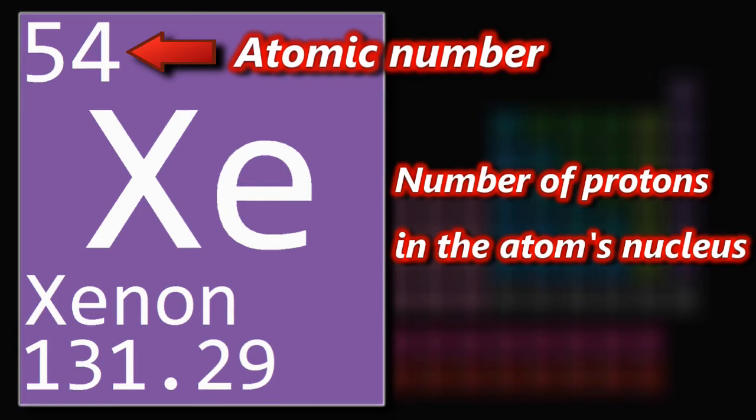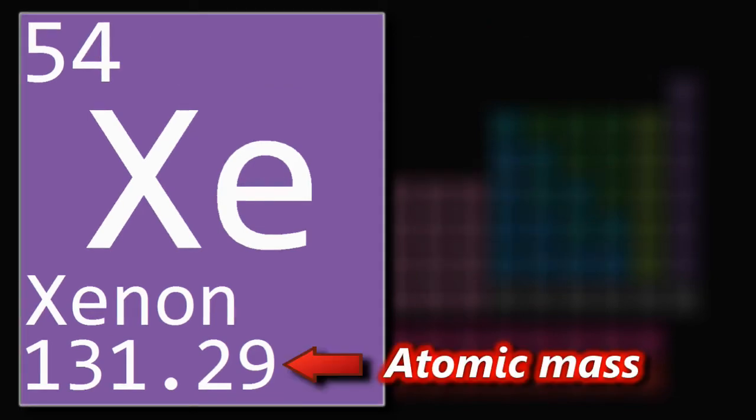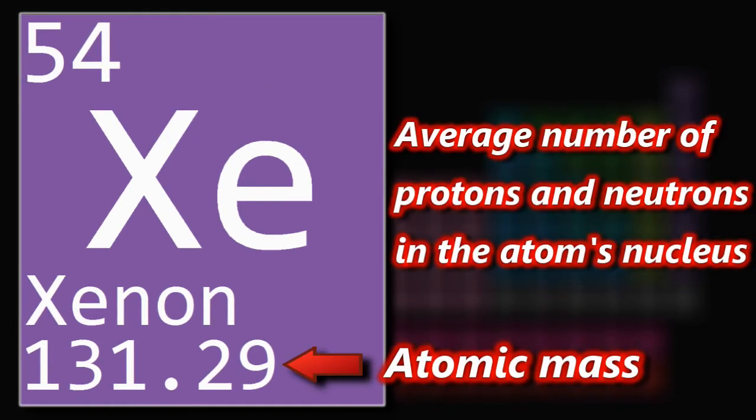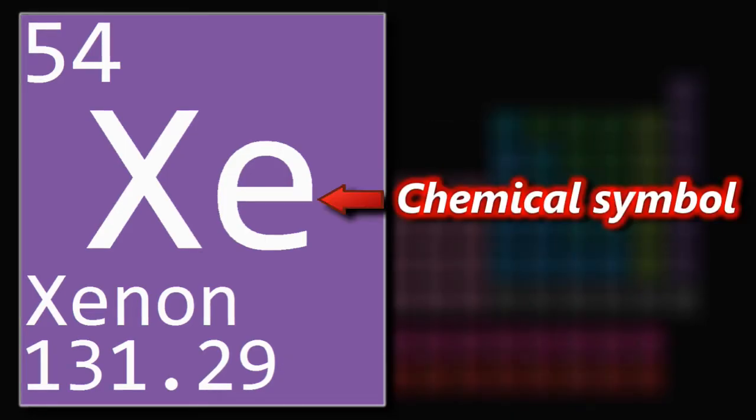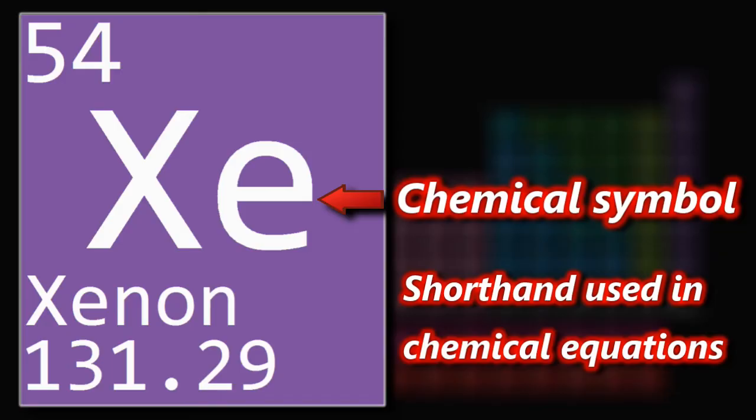It's the number of protons in the atom's nucleus. The bottom number is called the atomic mass. It's the average number of protons and neutrons in the atom's nucleus. And the letters in the middle there are just the chemical symbol. They're just the letters used as a form of shorthand in chemical equations.